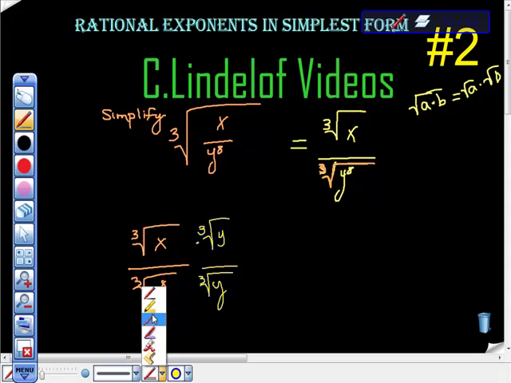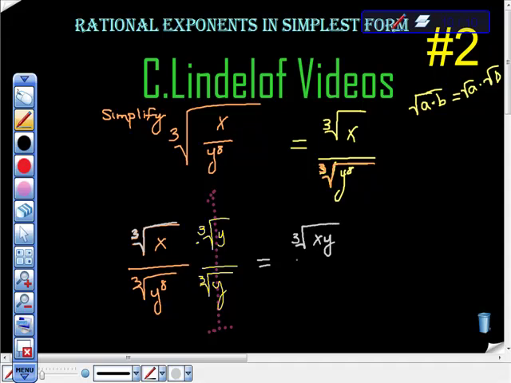Start off with why this is okay, and why this is okay is because we are multiplying by 1. And if you multiply anything by 1, nothing changes. It's called the multiplicative identity, so we're cool with that. So look what happens here if we do that. If we do that, we get this. These radicals are the same. Cube root, cube root. So the cube root of x times the cube root of y is the cube root of xy. That's okay.